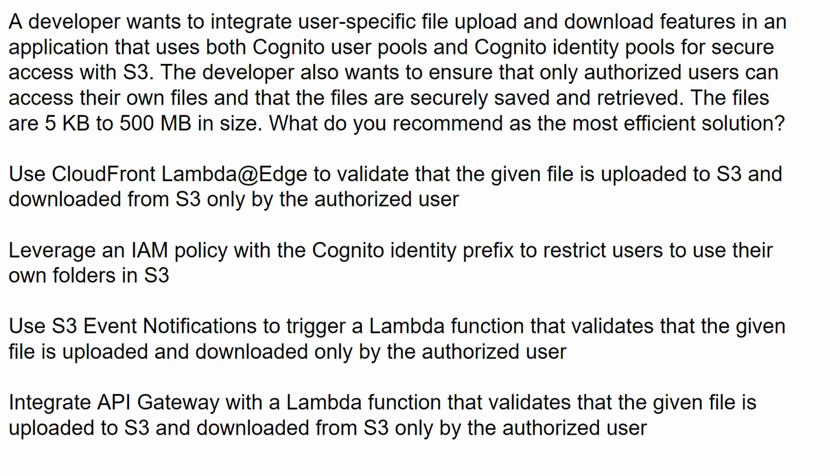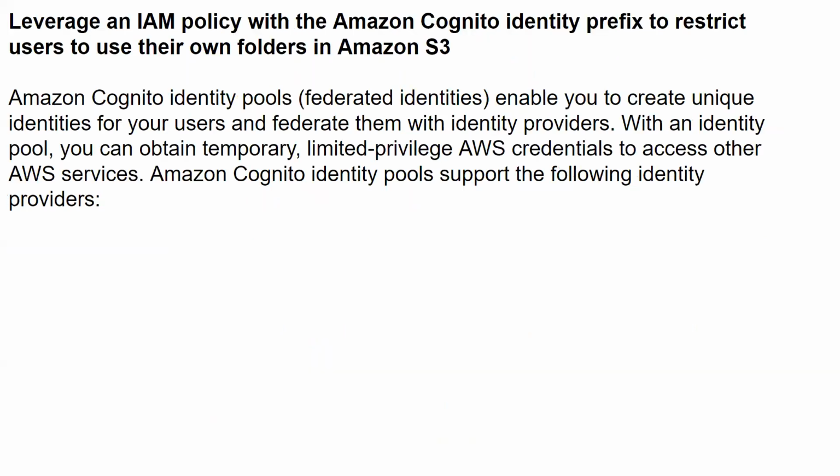Use CloudFront Lambda@Edge to validate that the given file is uploaded to S3 and downloaded from S3 only by the authorized user. Leverage an IAM policy with the Cognito identity prefix to restrict users to use their own folders in S3. Use S3 event notifications to trigger a Lambda function that validates that the given file is uploaded and downloaded only by the authorized user. Integrate API Gateway with a Lambda function that validates that the given file is uploaded to S3 and downloaded from S3 only by the authorized user.